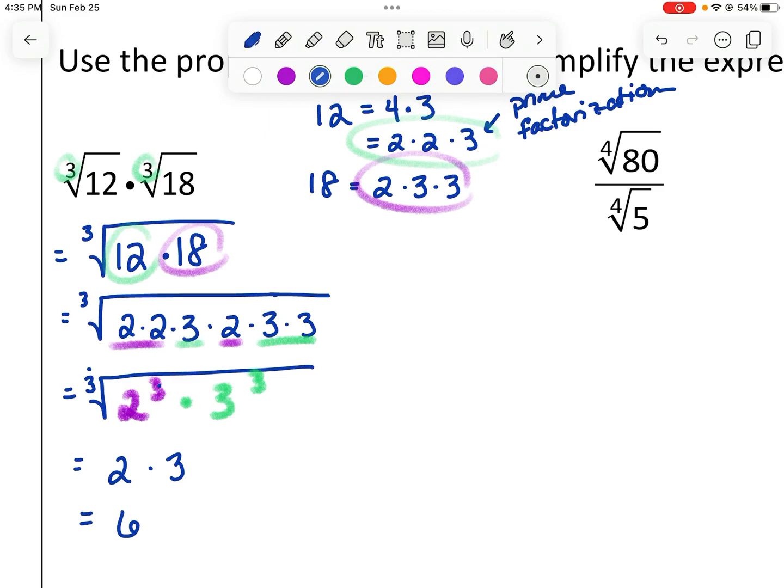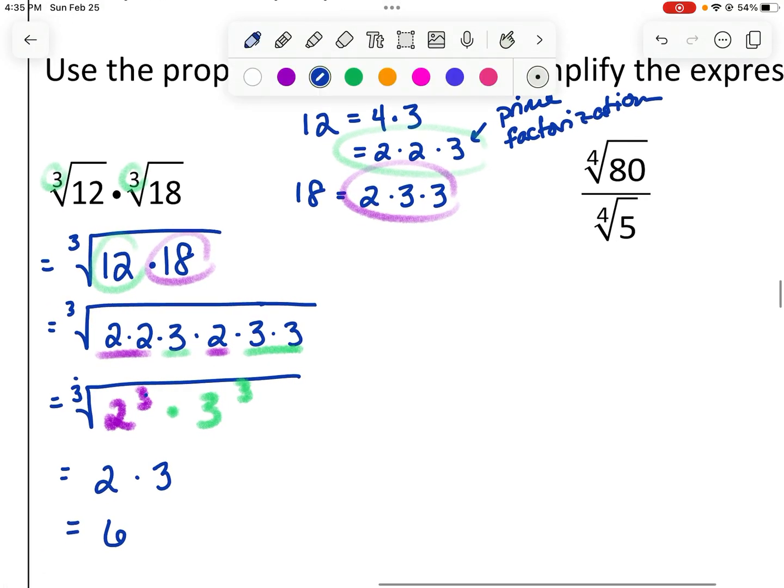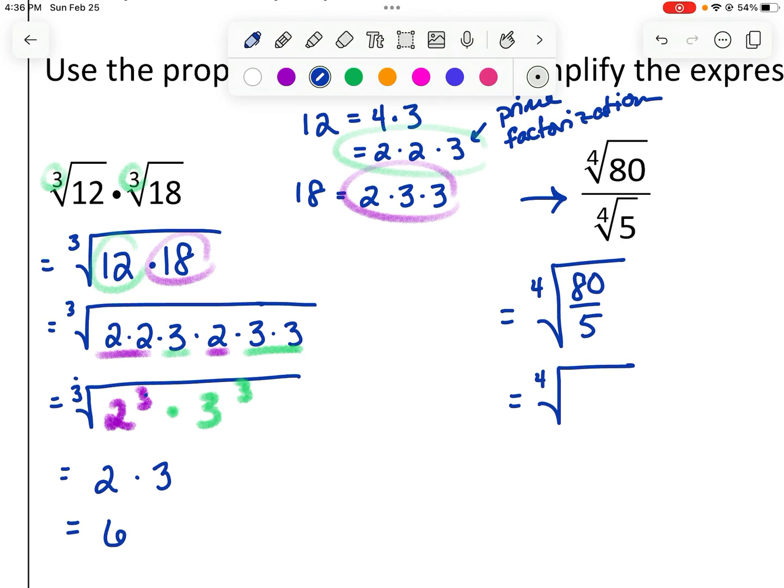Here again, right, we have the same index of 4, all right, and we're going to now combine it as the 4th root of 80 over 5. Because 80 is divisible by 5, right, so when we divide 80 by 5, we end up with the 4th root of 16, and 16 is equal to 2 to the 4th power, which means the 4th root of 2 to the 4th power is 2. So that's how we should go about simplifying these.